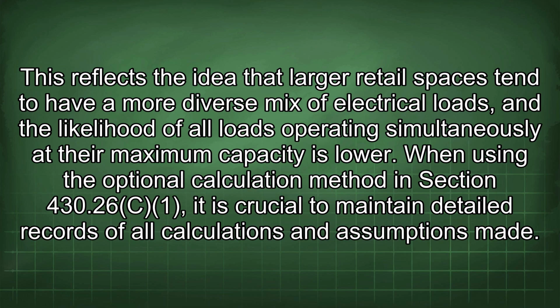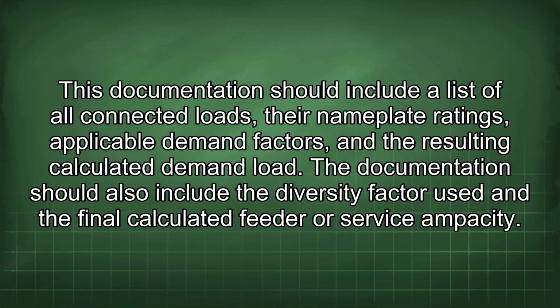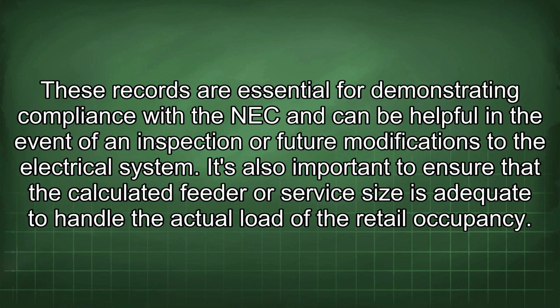When using the optional calculation method in Section 430.26, it is crucial to maintain detailed records of all calculations and assumptions made. This documentation should include a list of all connected loads, their nameplate ratings, applicable demand factors, and the resulting calculated demand load. The documentation should also include the diversity factor used in the final calculated feeder or service ampacity. These records are essential for demonstrating compliance with the NEC and can be helpful in the event of an inspection or future modifications to the electrical system.